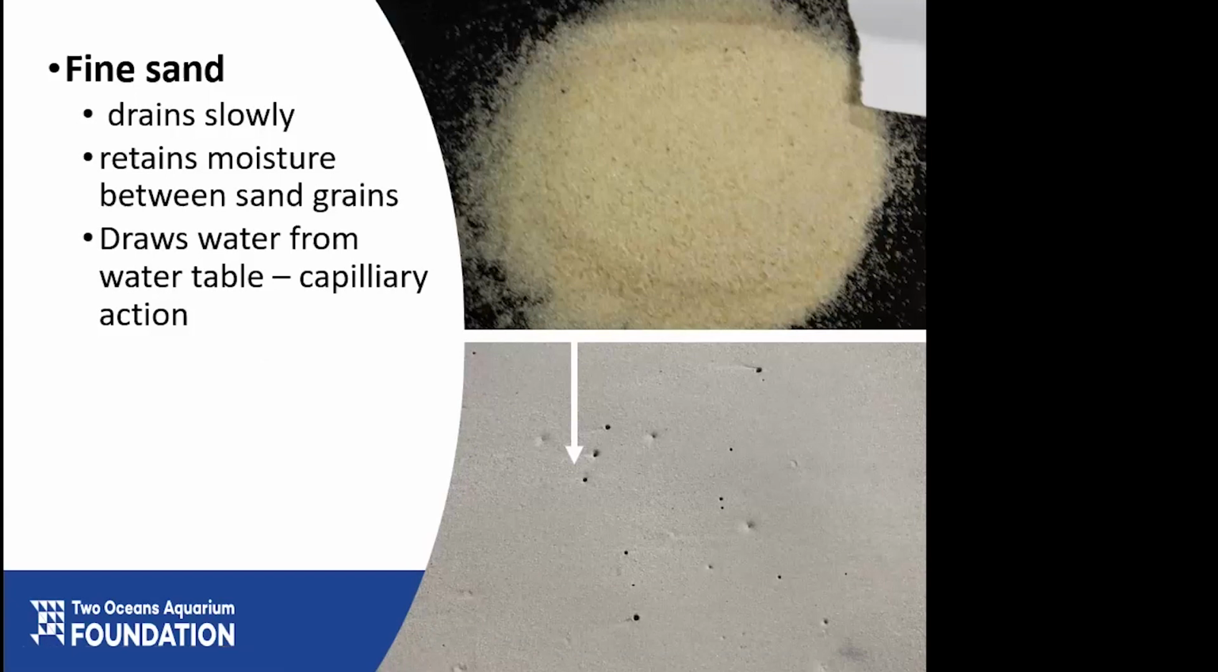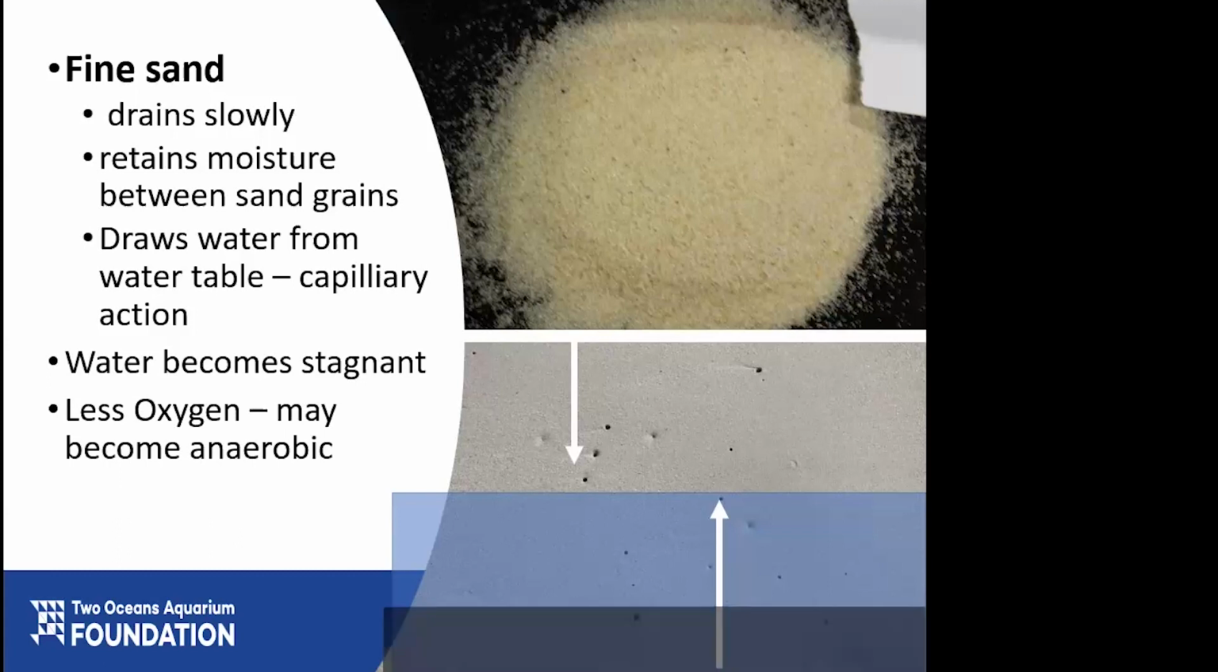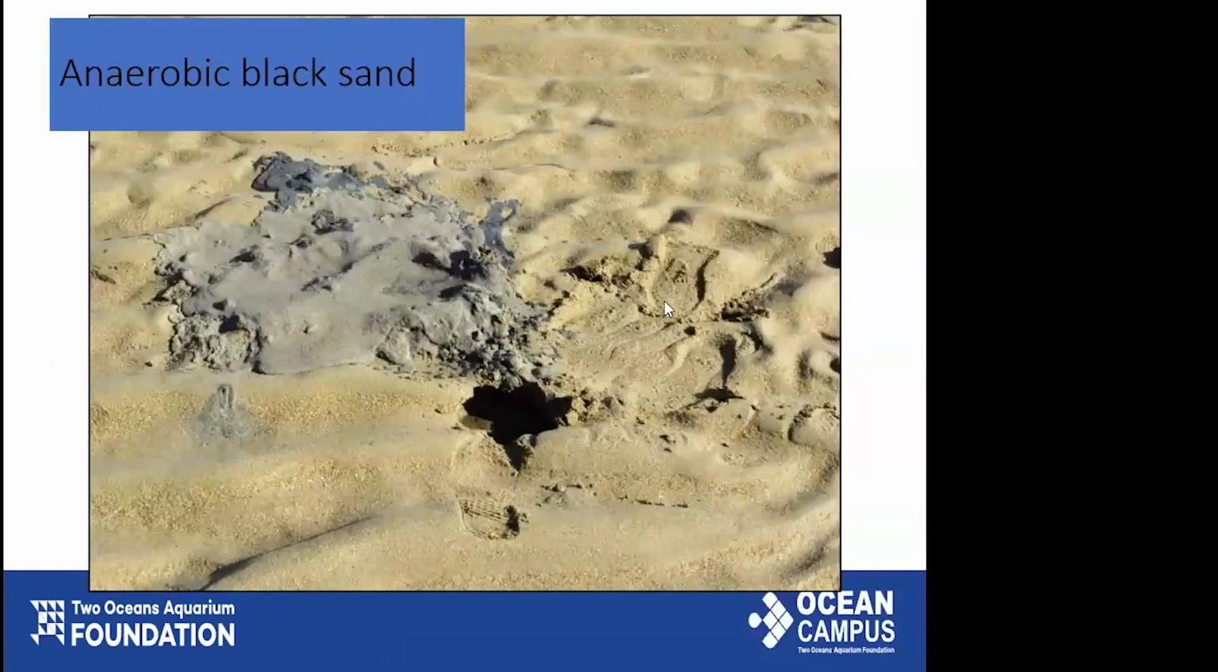So water drains very slowly through these particles. It retains moisture between the sand grains, so there's less space for air. It also then draws a lot of water from the water table due to capillary action into this environment. So it's always covered with water. And as mentioned earlier on, water could become rather stagnant in this environment. So less oxygen and may become anaerobic.